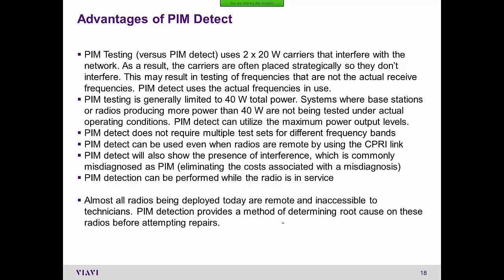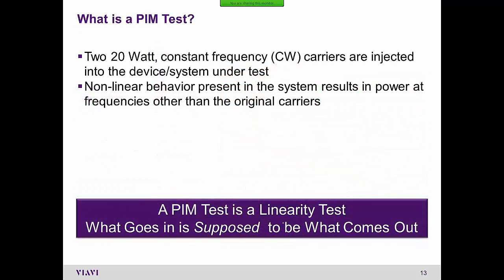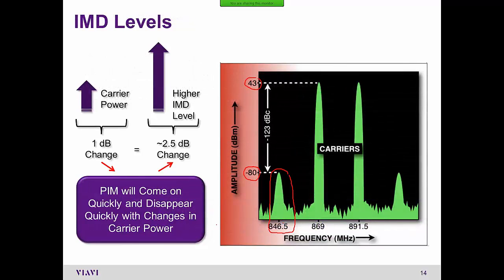The other advantage of PIM Detect is that it uses the power of the base station. So if your base stations are transmitting more than 40 watts, you can actually test at more than 40 watts, because your base stations are being used in PIM Detect to detect PIM under potentially maximum power output levels. Remember, in the slide prior I mentioned that PIM testing uses 2 20-watt carriers, or 40 total watts.